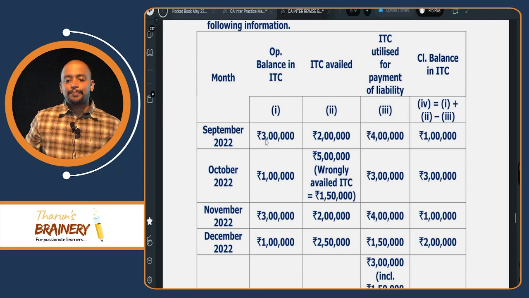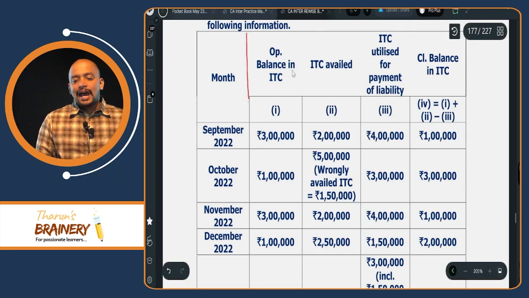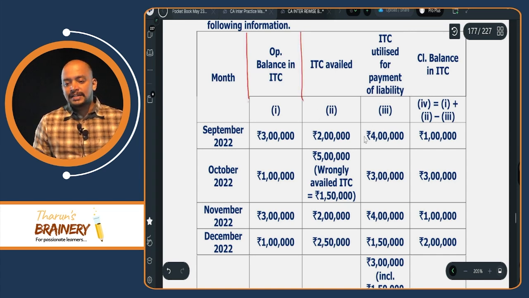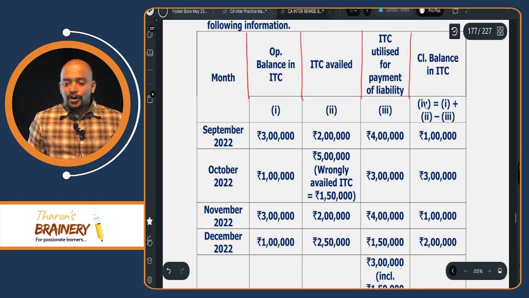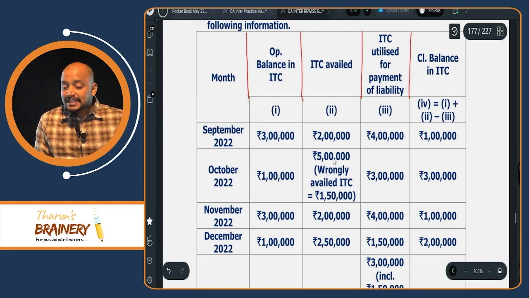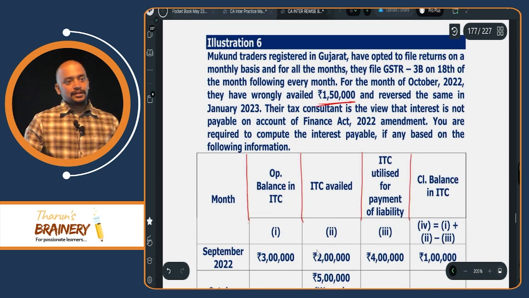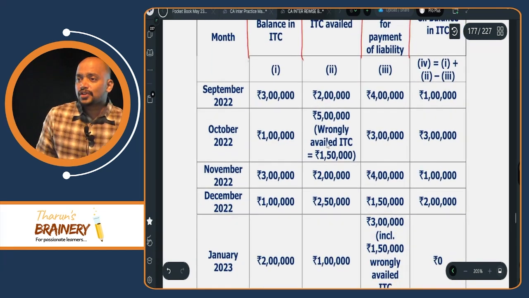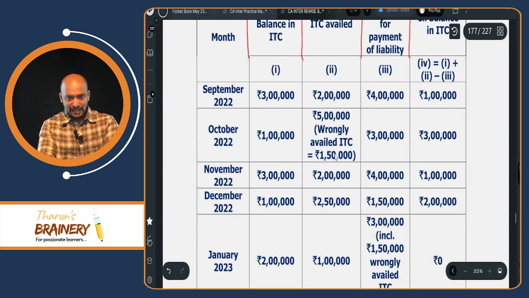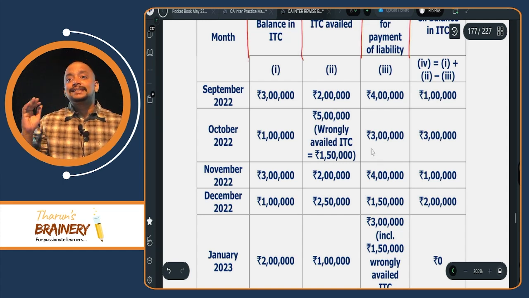First you look into the September month. In September there is an opening balance of 3 lakhs, ITC availed is 2 lakhs, and utilized for payment of liability 4 lakhs. So closing balance is 1 lakh. Now for October, opening balance is 1 lakh and they availed 5 lakhs. In this 5 lakhs the wrongly availed ITC of 1,50,000 is also there, and they utilized 3 lakhs.